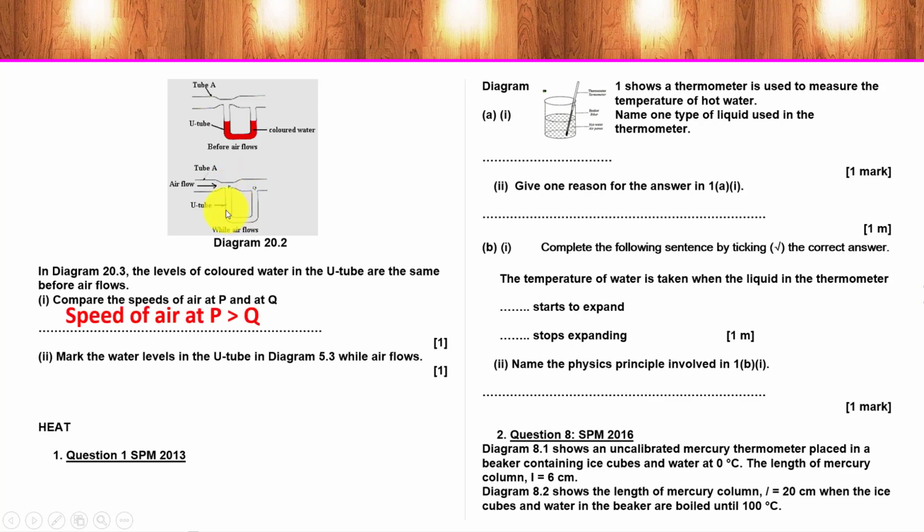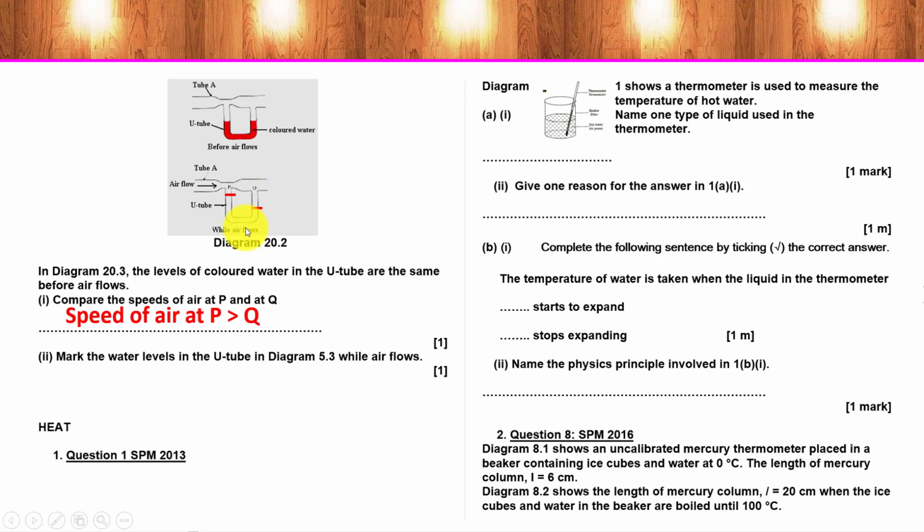Okay, then we continue to mark. They want you to mark the level. P is high speed, low pressure. So this one, the level must be higher. This one, the level must be lower. Okay, let's check. How much lower and how much higher is up to you. Important, you show the differences.